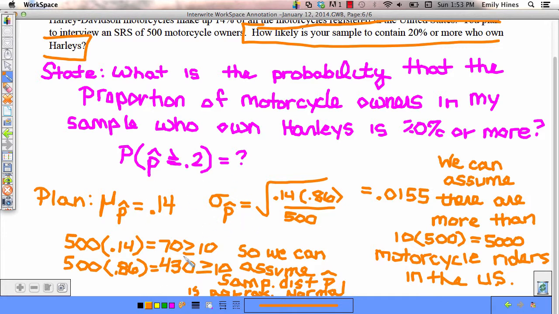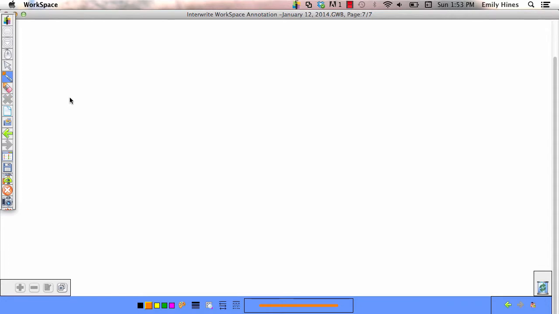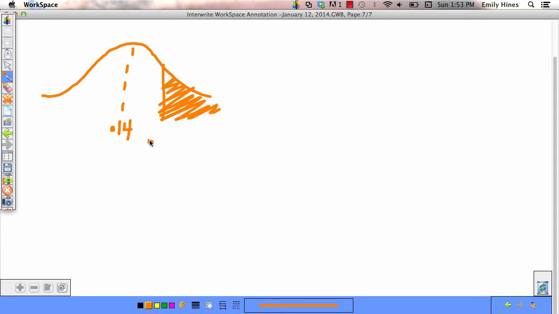Okay, so there's my plan. I have my mean, I have my standard deviation. I'm showing that it's normal, and I'm showing that I can use the standard deviation because it's independent. And so now, what am I going to do with that? Well, since it's normal, let's treat it as normal. My mean here, I know is 0.14. I'm wanting to know what's the probability that I'm going to get a sample that has 0.2 or more. So out of all of the possible p-hats I could get, because remember, this is full of p-hats. Everything in here is a p-hat.